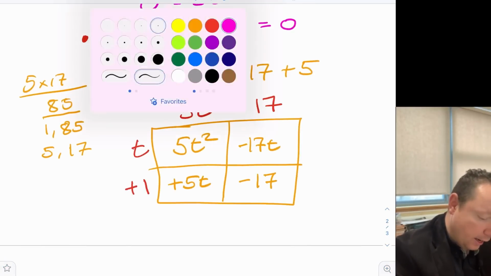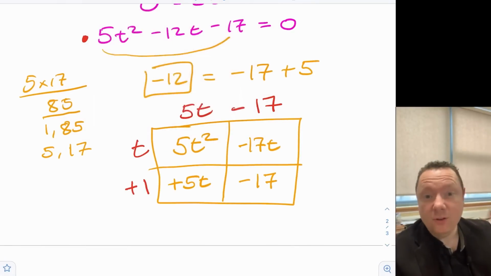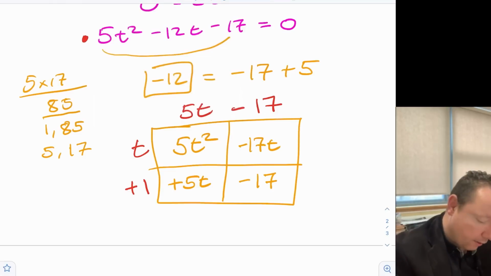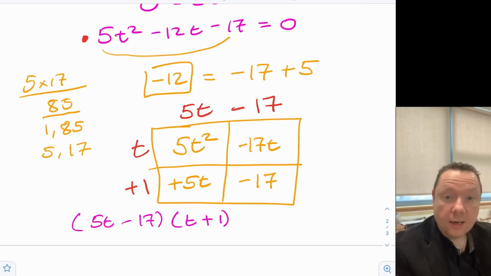So in the end, after all that work or any method you prefer for factorising, you get 5t minus 17, and you get t plus 1, and that equals 0.